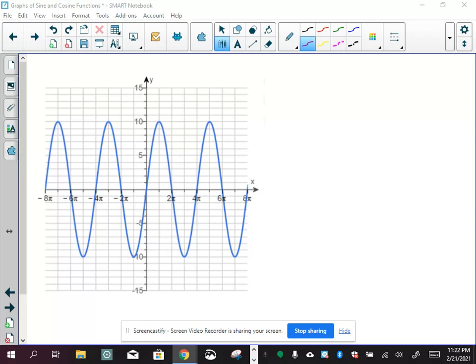All right. So now that we're done, hopefully there's not that many more questions. You can start your homework for 5.5, graphs of sines and cosine functions.